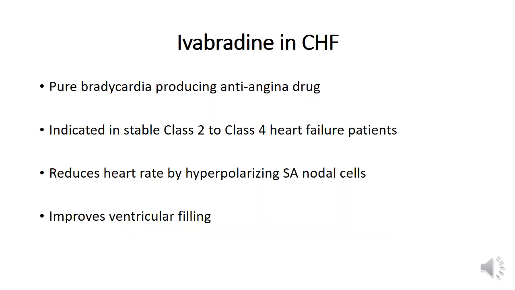Now there is a drug called Ivabradine. Ivabradine is a pure bradycardia producing anti-angina drug. That means Ivabradine, unlike beta blockers, does not reduce myocardial contractility. It only reduces the heart rate. Now Ivabradine is indicated in stable heart failure patients class 2, class 3 and class 4. Now how does this drug reduce the heart rate? It hyperpolarizes the sinoatrial nodal cells, and in the process it improves ventricular filling.